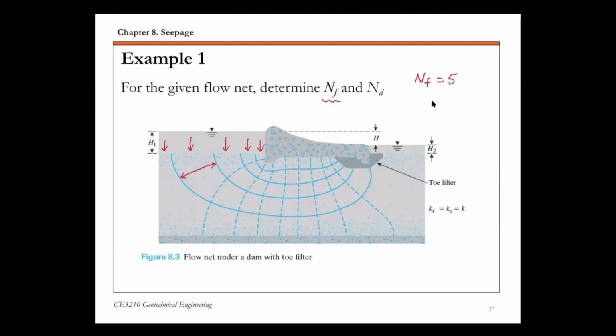And then ND is the number of equipotential drops. From one equipotential line to the next, this is 1 delta H. And then you count how many there are, and that's your ND. So 1, 2, 3, 4, 5, 6, 7, 8, finally 9. So for this flow net, ND equals 9. Okay, that's a very simple example just to read these two numbers from a given flow net here.